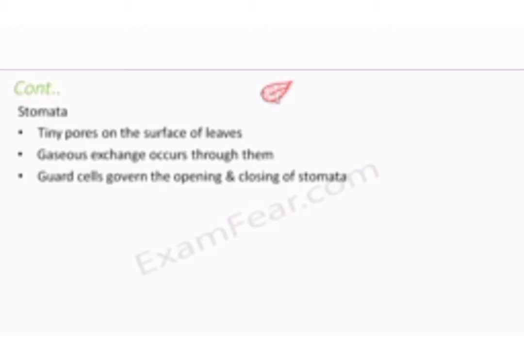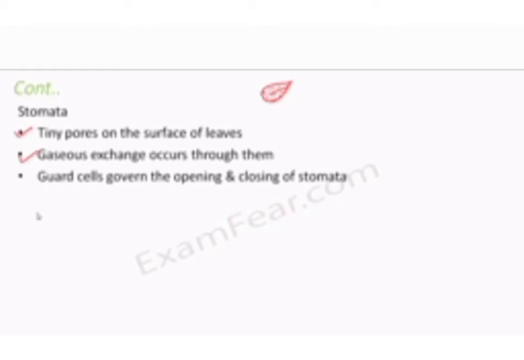Guard cells govern the opening and closing of stomata. Now, another important thing is that the gaseous exchange which I was talking about just now happens in other ways too. There are many other ways by which gaseous exchange can take place. For example, gaseous exchange can happen through roots, it can also happen through stem, and it can also happen through stomata. But the majority of this happens through stomata.